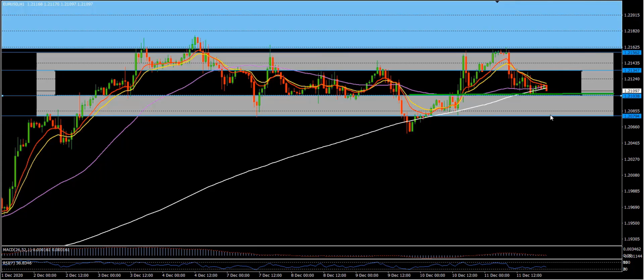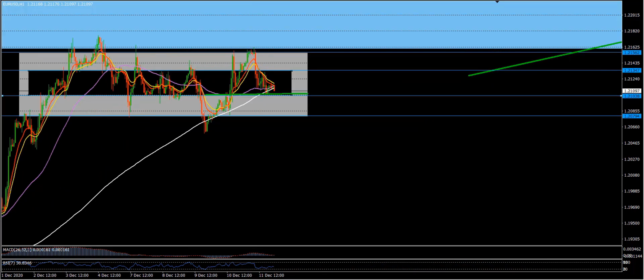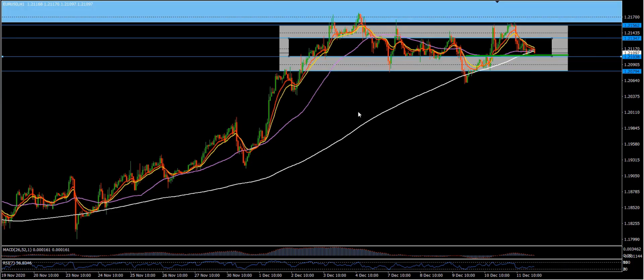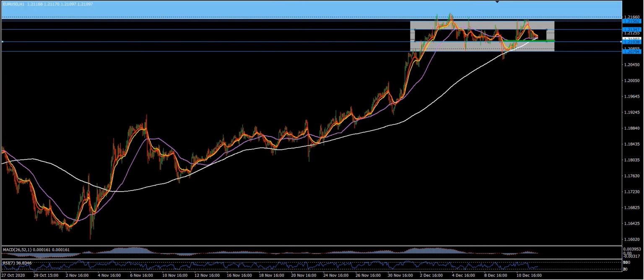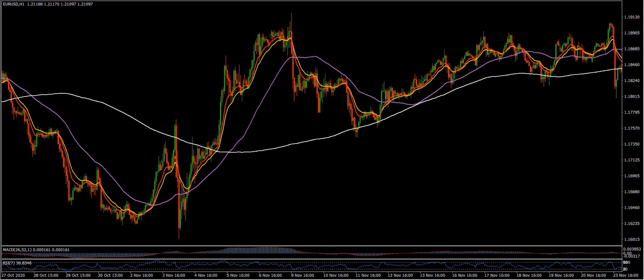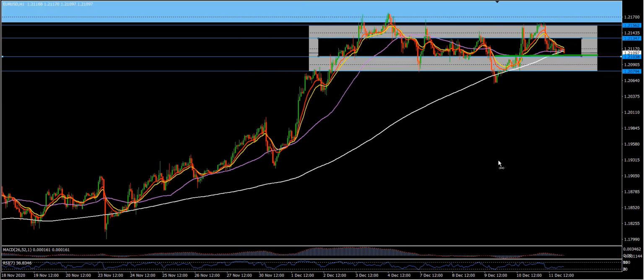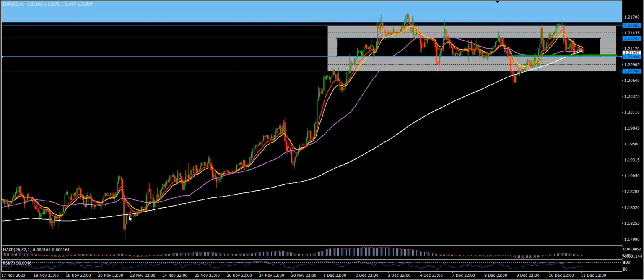Okay, if we zoom in, we can see the clear picture. Yes, okay, here you can see that the price is going upward.